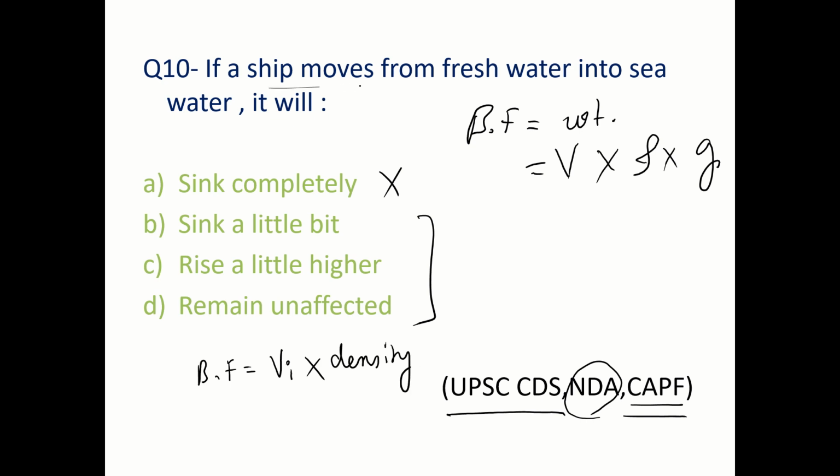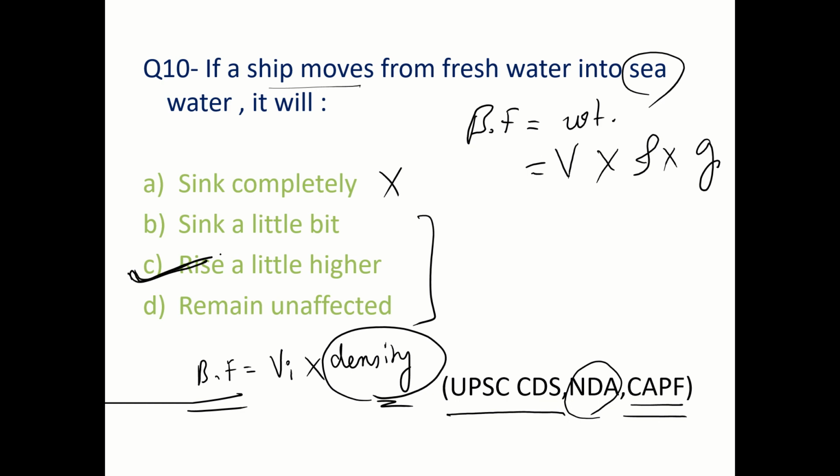So a ship is coming into sea water. Sea water has higher density than the fresh water. So what will it do? Buoyant force is directly proportional to the density. So the ship will rise a little bit. This will be the right answer.